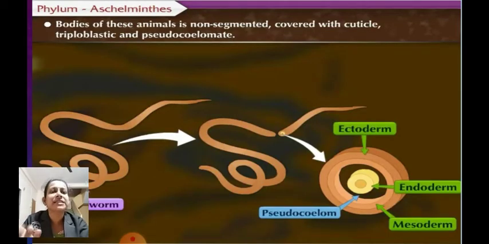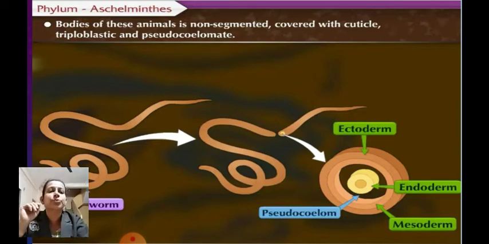Now the bodies of these animals are non-segmented. That means there is no segmentation. As I have mentioned to you, segments are the smaller units which are at the same distance. They are called segments. So segments we will see now in the next group, they will have the presence of segments. So here the body is non-segmented and covered with a cuticle.